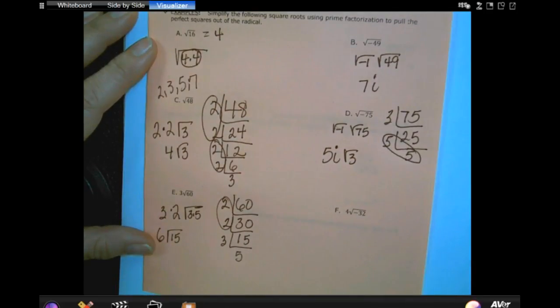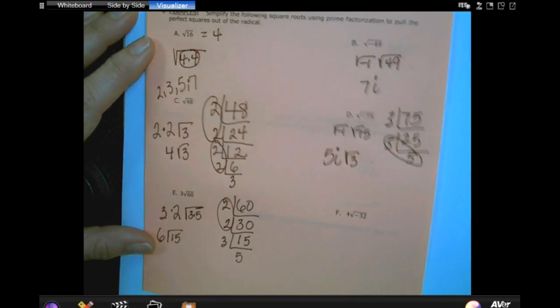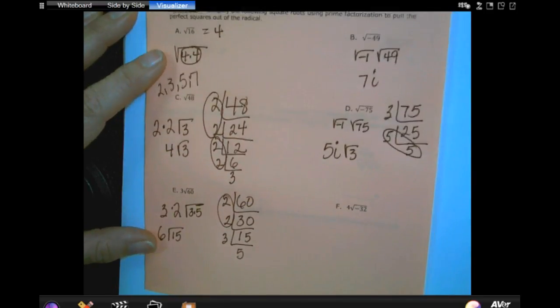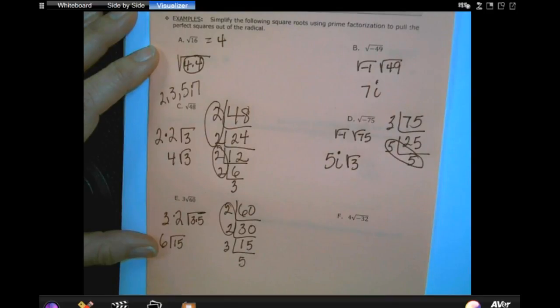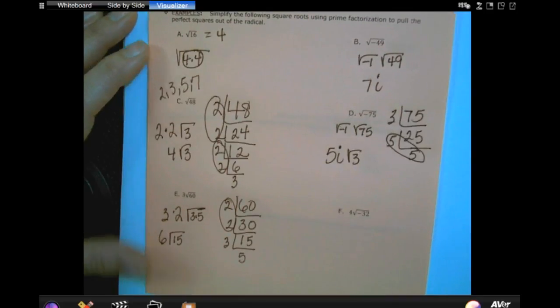The i is always on the outside of the square root. Always. Because it's negative under here. So that's like the negative square root of 1 times 75. Okay? Okay, you all try F.